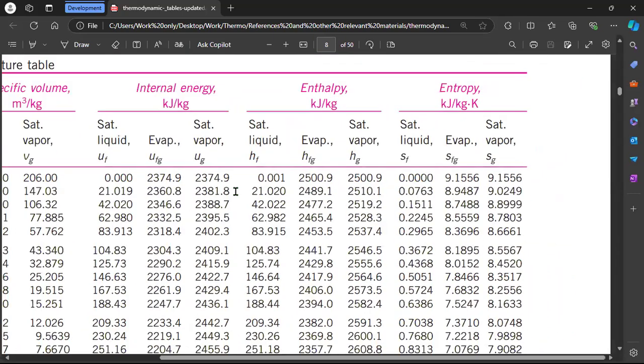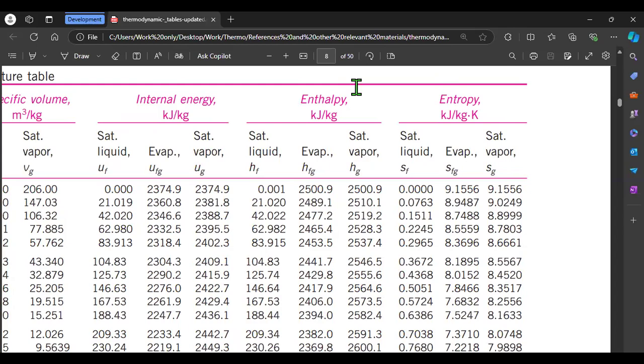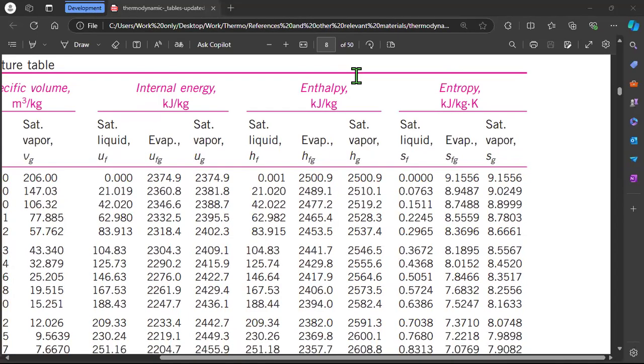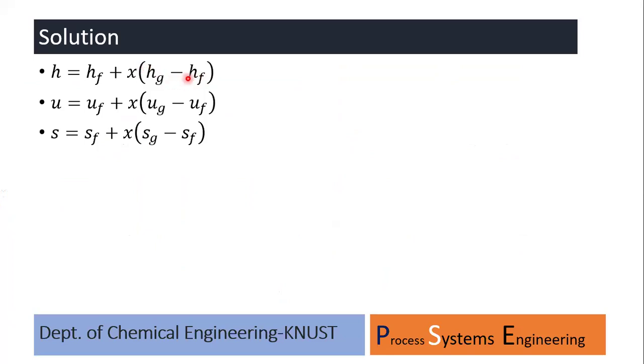Is that okay? So anything with fg is just the difference in the value for the saturated vapor and the saturated liquid. Is that okay? So if you look at that, it means that we can replace, I think I have to share the screen again, it means that we can replace this here, the Hg minus Hf, with Hfg. So instead of reading the Hg and then the Hf and finding the difference, we can just read the Hfg and put that in here, or the Ufg or the Sfg. Is that okay? So please take note of that.